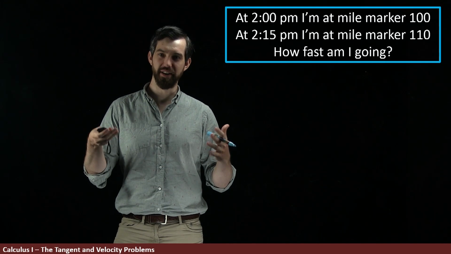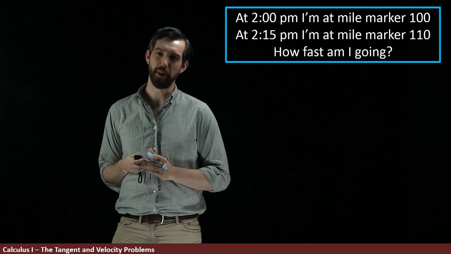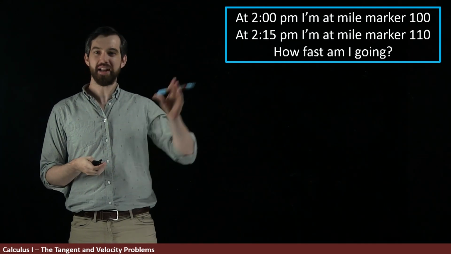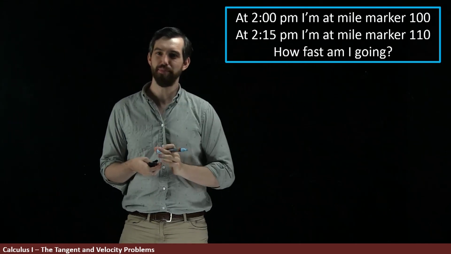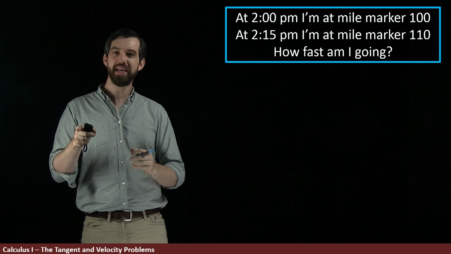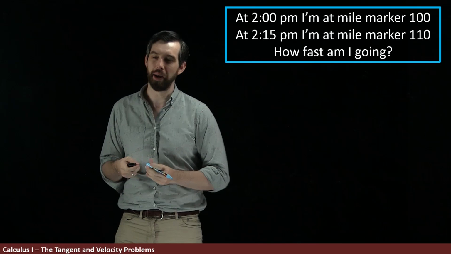Let's start our investigation of calculus by looking at something that I call the velocity problem. So here's the idea. Imagine I'm driving down the highway and I say that at 2 o'clock I'm at the 100-mile marker, but that at 2:15 I'm going to be at the 110-mile marker. So the question is, how fast am I going?